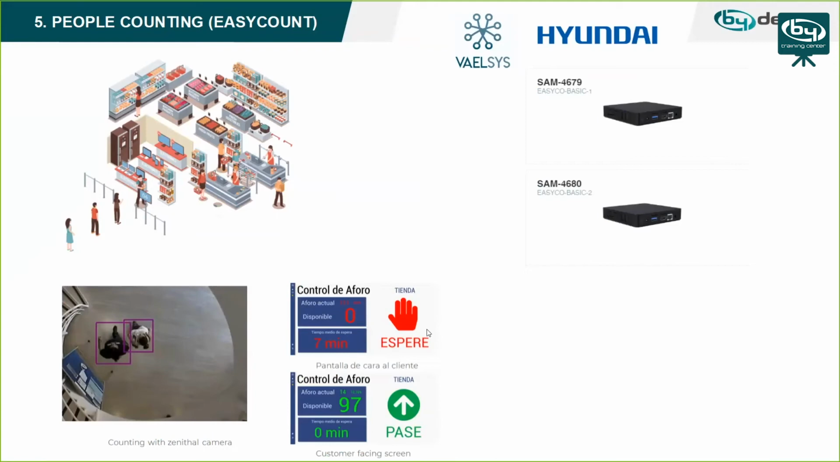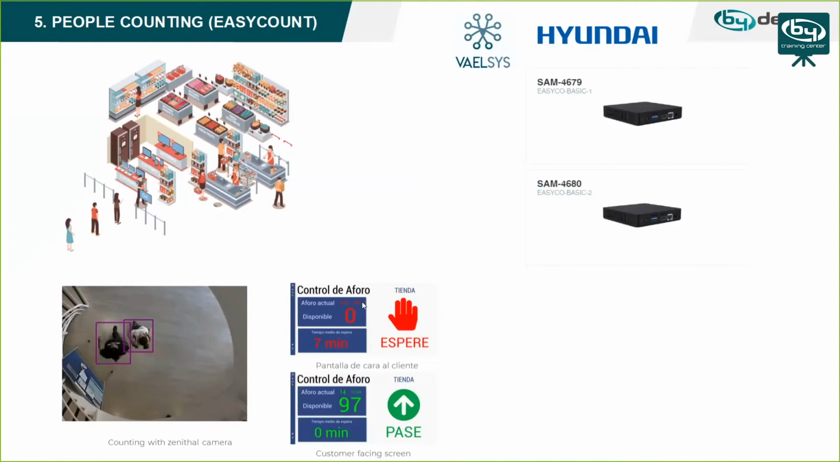Let's say you have a small store, and you have a screen put up. Instead of having a security guard at the door, you can have a screen, and on this screen you will have this information. Now, this information is in Spanish, but it can be in English, of course.